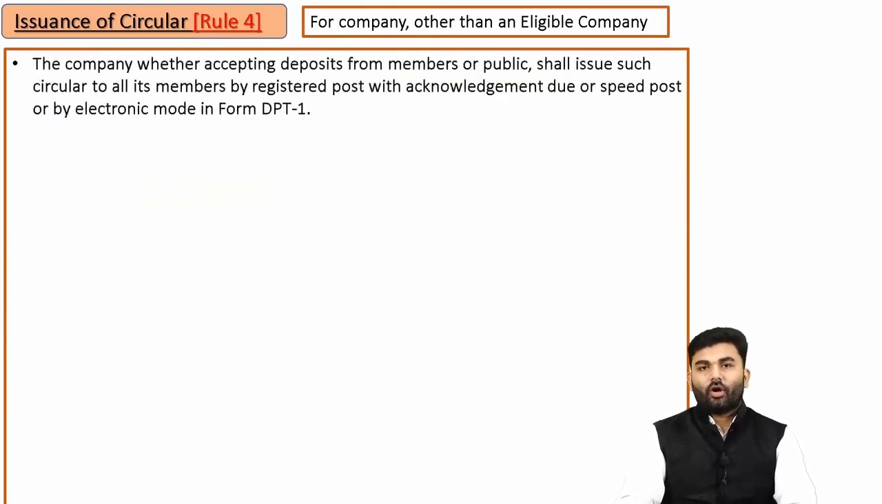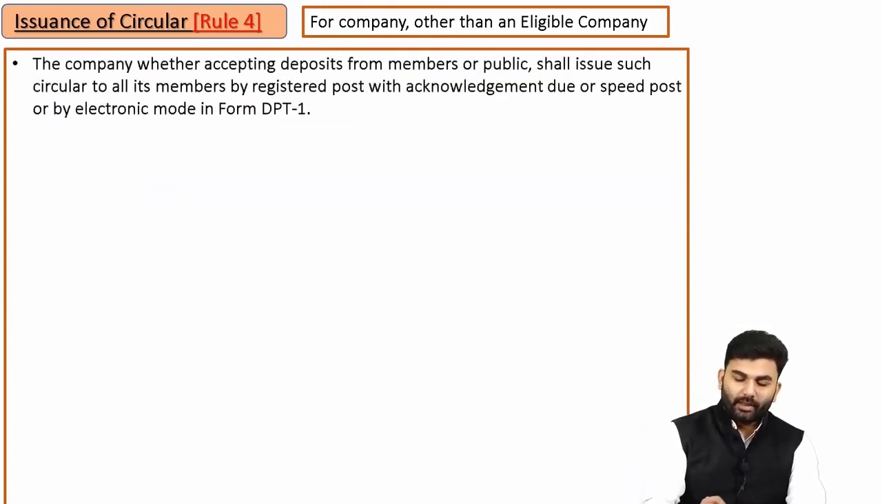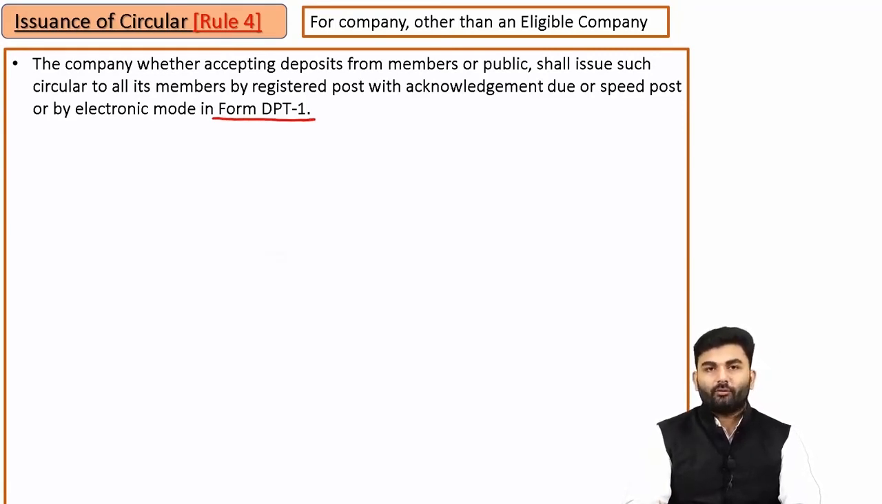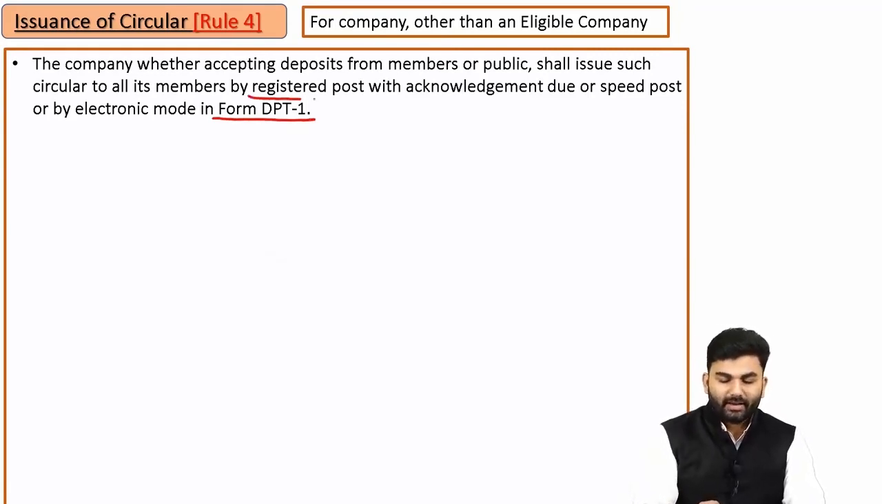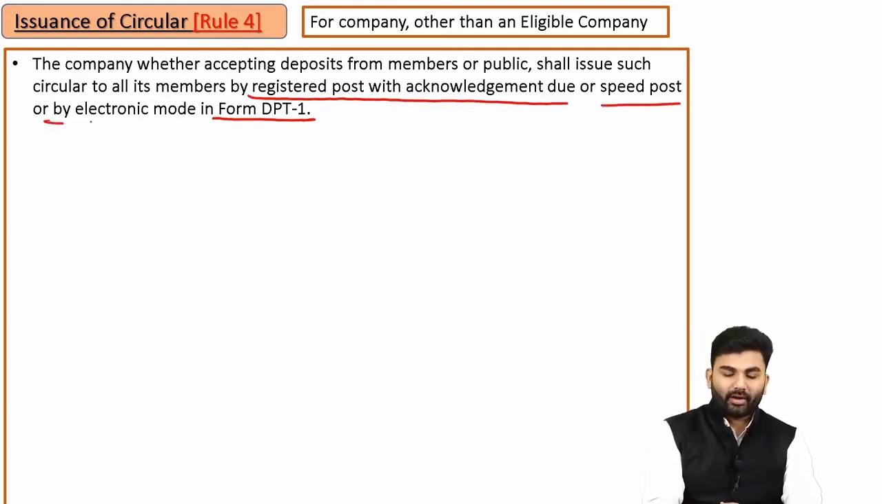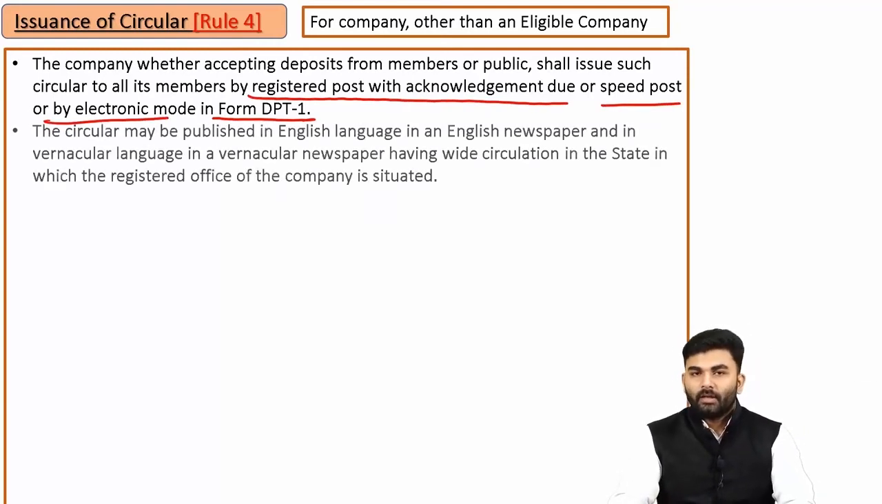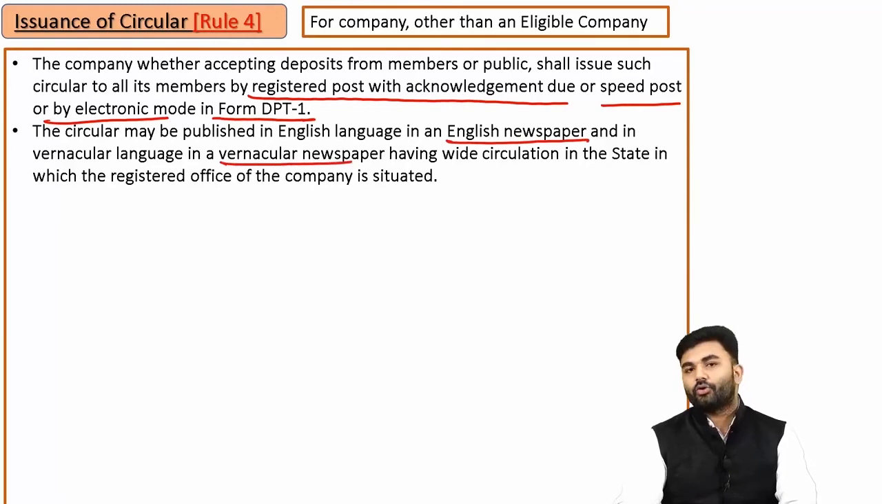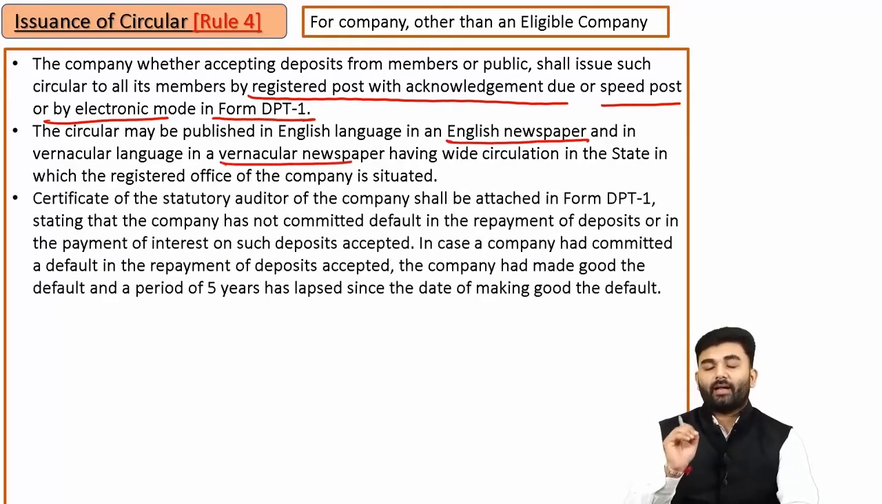Over here, the lawmaker says that the circular will be prepared as per form number DPT-1. The circular will be issued to the members either by registered post with acknowledgement due, or through speed post, or even by electronic mode. The circular will even be published in a newspaper, that is, an English newspaper as well as a vernacular newspaper.